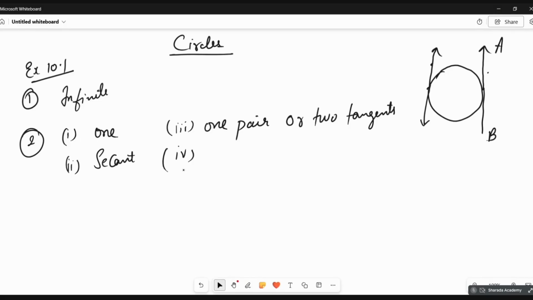The common point of tangent to the circle and the circle is called point of contact.